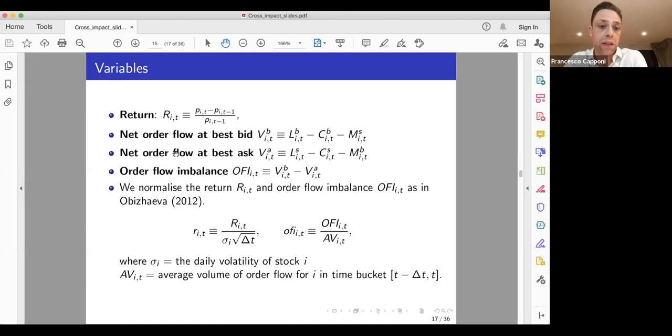In order to make things a bit more interpretable, we follow Obizhaeva, and we normalize the returns by the volatility of the stock, by the 1-minute volatility. We compute the daily volatility using realized volatility from Anderson, and we scale it to have 1-minute volatility. And the OFI, we scale it by the average volume during the 1-minute bucket, corresponding to the same return.